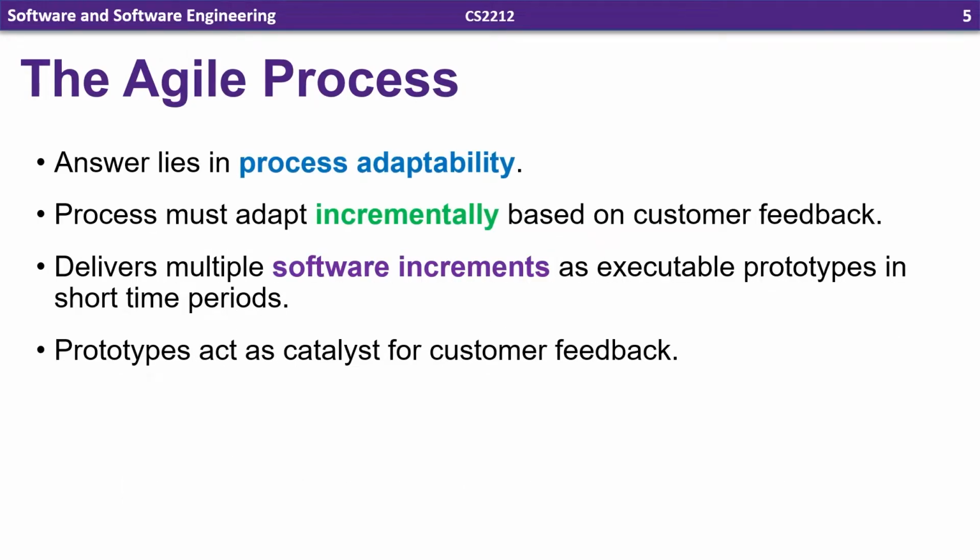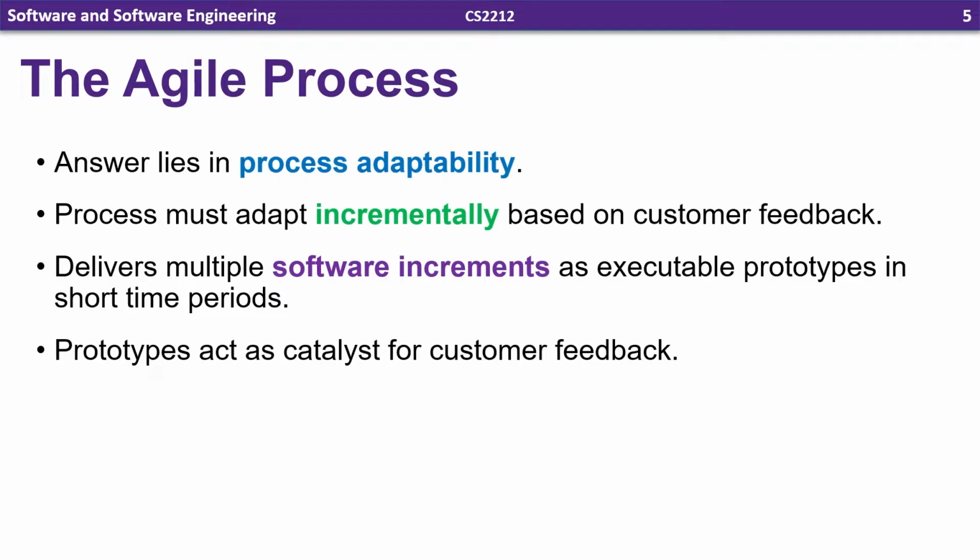So as I alluded to, the answer to this uncertainty is process adaptability. So the processes we use must adapt incrementally based on customer feedback. So we can't just have everything changing all at once completely. That would mean nothing would ever get done. Instead, we want to deal with change incrementally at certain points in the process.